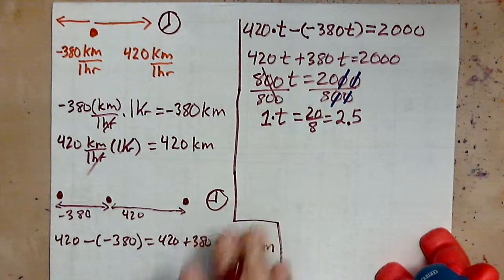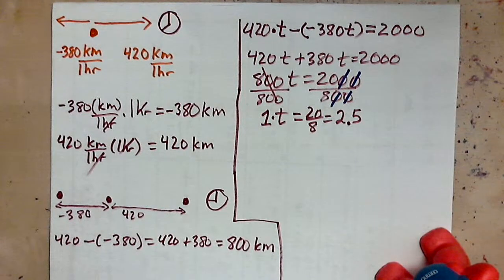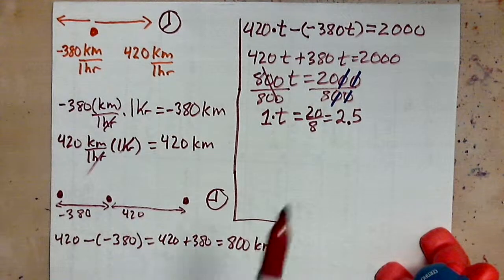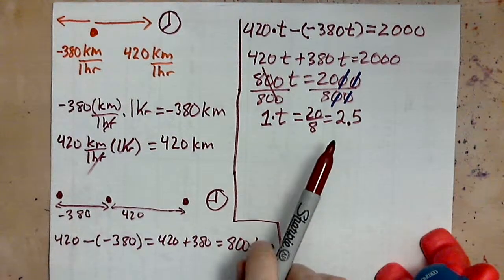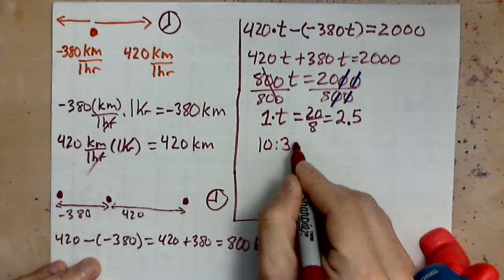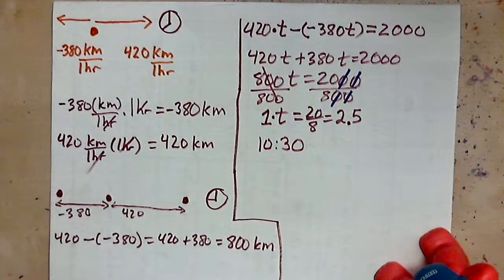So this is the time that the two airplanes take to fly so that they are 2,000 kilometers apart. If we begin at 8 o'clock and you add to it 2.5 hours, that will take you to 10:30 as the time at which, starting from 8, the two airplanes are 2,000 kilometers apart.